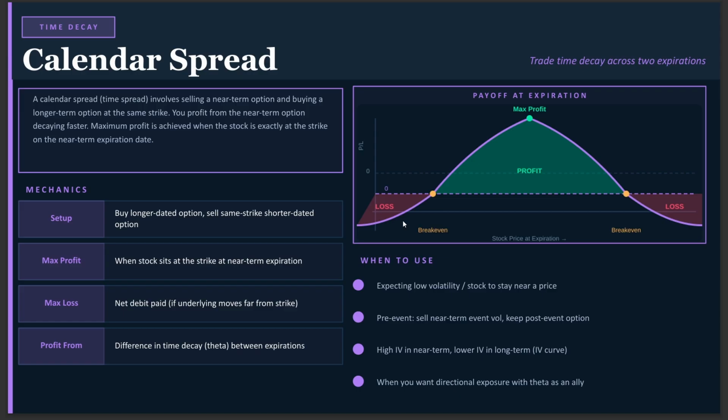Any questions on this one? This one kind of is. I don't really use calendars all that much, but they are highly profitable if managed correctly or opened correctly.